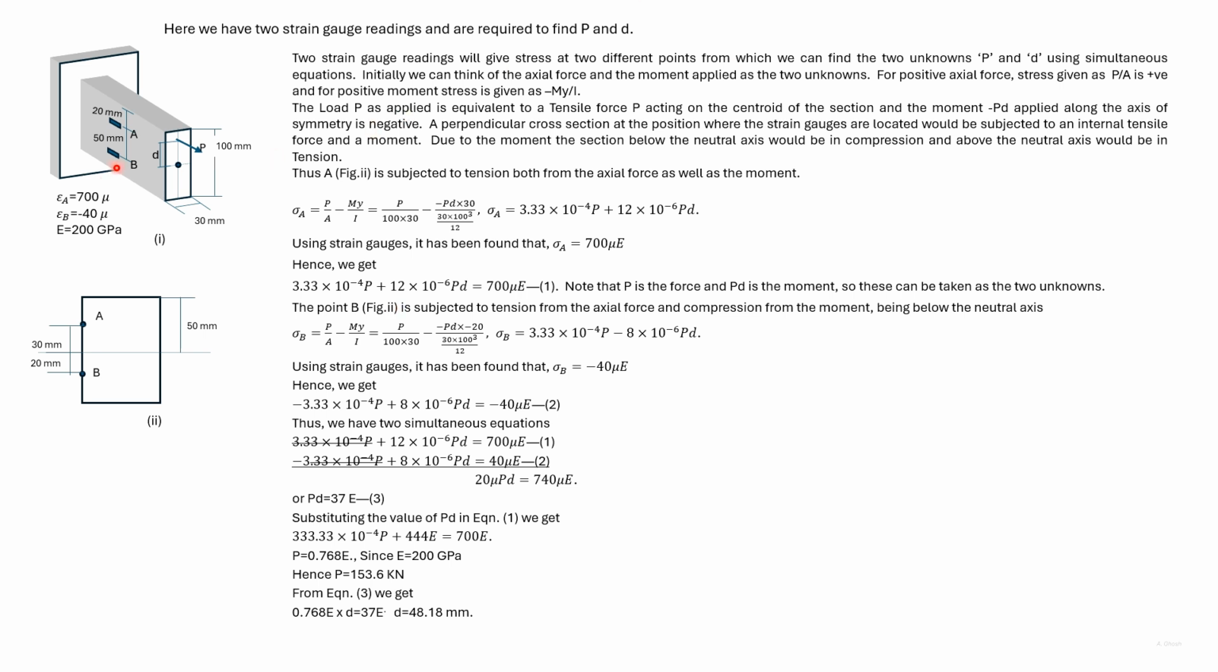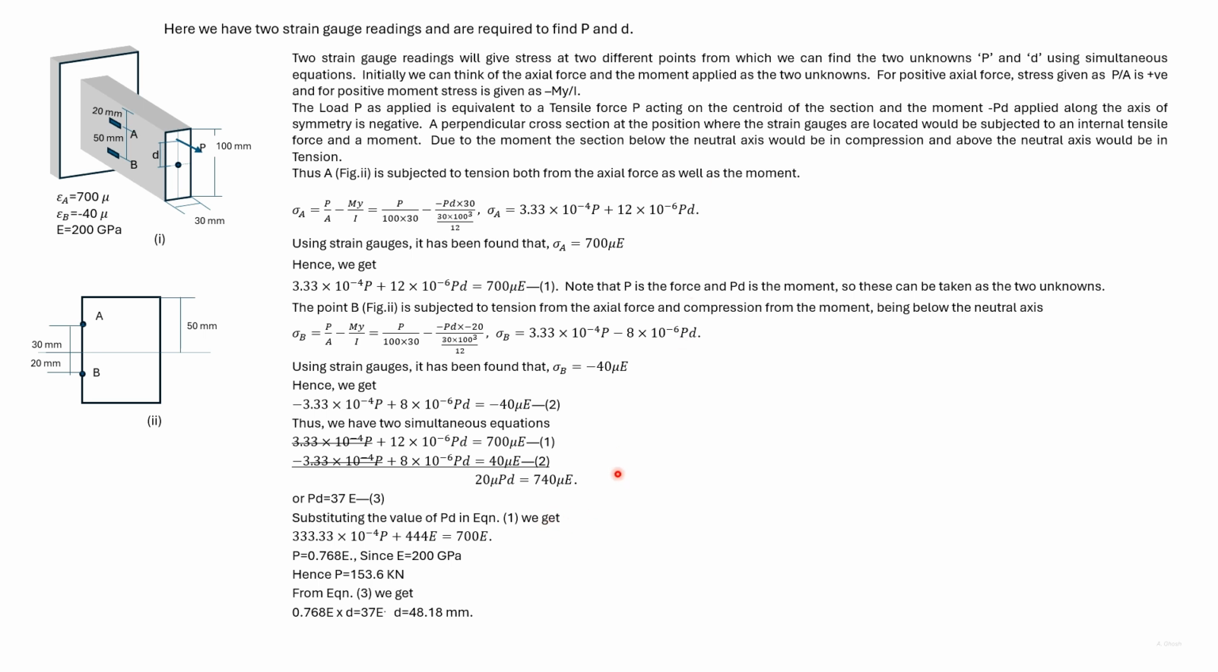At B, we can see that the stress due to the axial force will be positive, and the stress due to the moment will be negative. Again, putting the appropriate signs and values of M and y, we get an expression for the stress at B. We have earlier obtained the stress at B from experimentation. We equate these two to get the second equation.